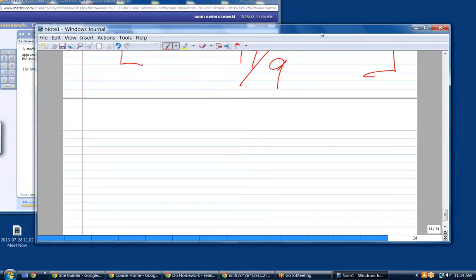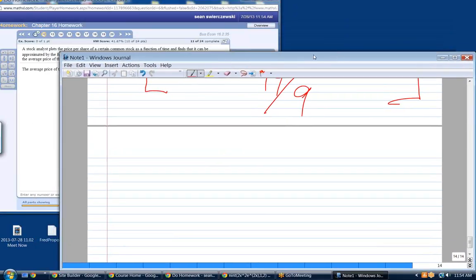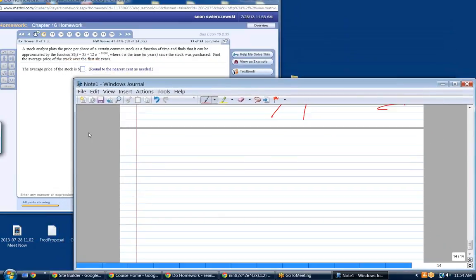Okay. The problem sounds complicated, but it isn't really. It's the same as telling us what is the average value of this function from 0 to 6 years. So set it up for me.